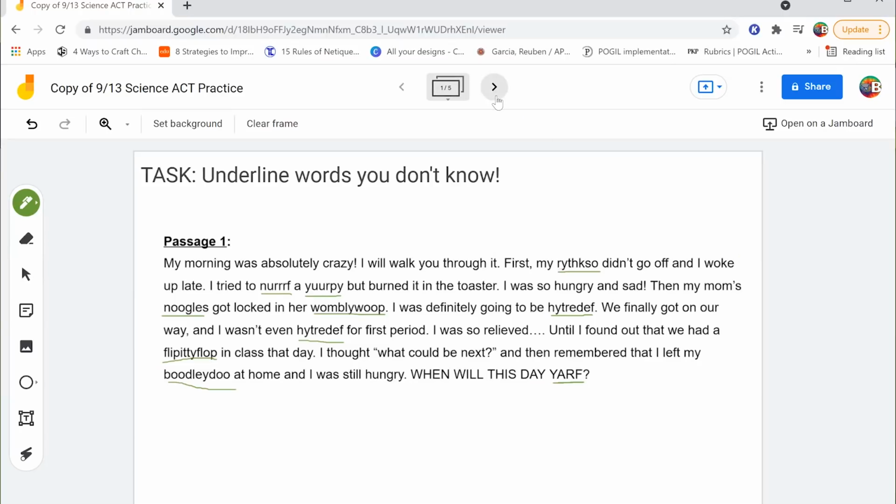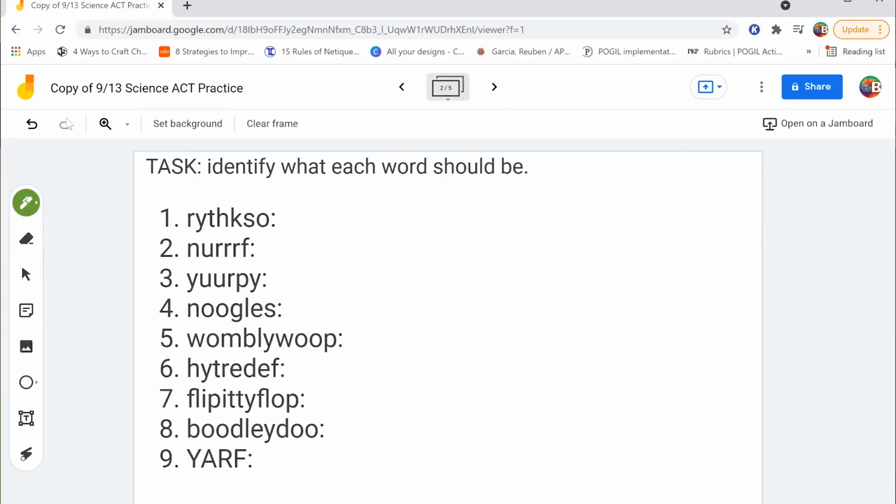On the next slide, you will see a list of those words. If there were some that you didn't see or didn't underline, that's okay. These are all of the nonsense words in that passage. Last year, I had one of my students write a short little paragraph about what a crazy morning would look like. I took out some of her words and replaced them with nonsense words to see if you can figure out what she was talking about.